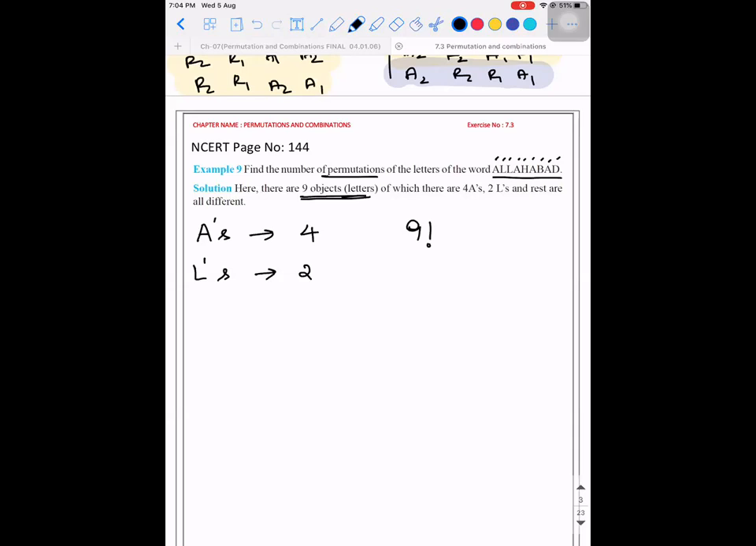So there are 9 letters. Those 9 letters among themselves can be rearranged in 9 factorial ways, out of which how many are getting repeated? 4 A's. So I need to put a 4 factorial here, and 2 L's are getting repeated, so I need to put a 2 factorial. Did you understand why I'm putting that in the denominator? Yes, sir. So this will be the required answer. Actually, the formula is simple, but you need to understand how it has come. Okay, so make a note of this. Then we'll go to the problem which we saw now.